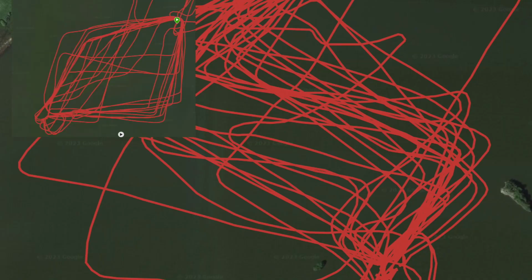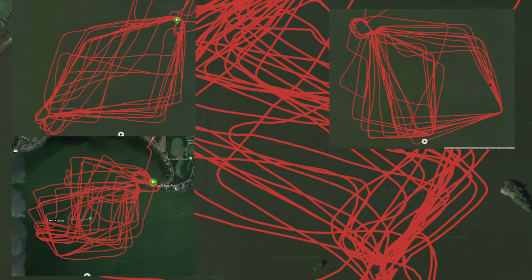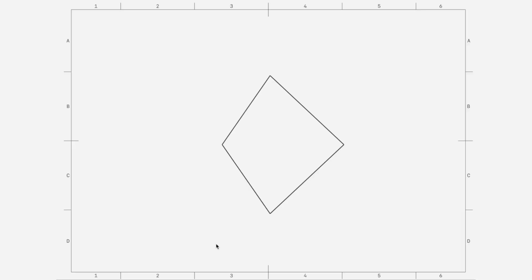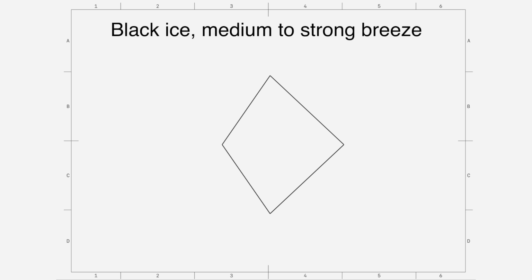I've been recording my sailing tracks for several years now, and it's time to share with you a diagram of two extreme race courses for better understanding of sailing angles. This diagram represents a close to perfect sailing race course on black ice and medium to strong breeze. We have two marks, wind direction and race course axis.